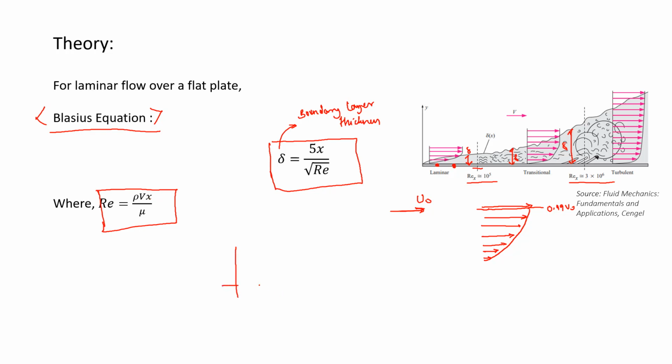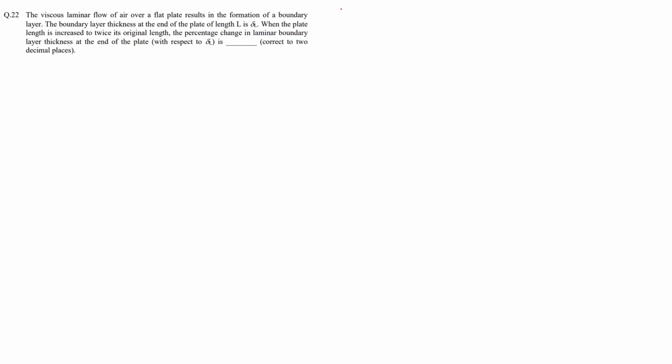So let's say if this is my plate, this is my X. As you keep going to the right, the X increases, and then based on that the Reynolds number increases, and thickness also will increase. We'll see that. So just keep this formula in mind. Actually, you don't even need to know this 5. You just need to know how the boundary layer thickness is proportional to your X. So that's all is needed in this question.